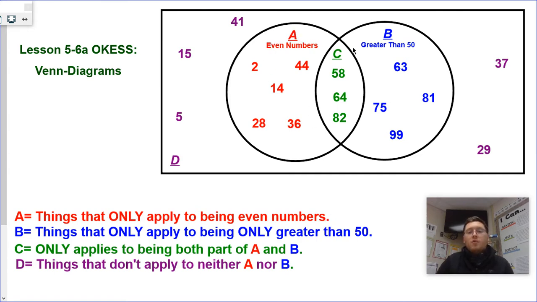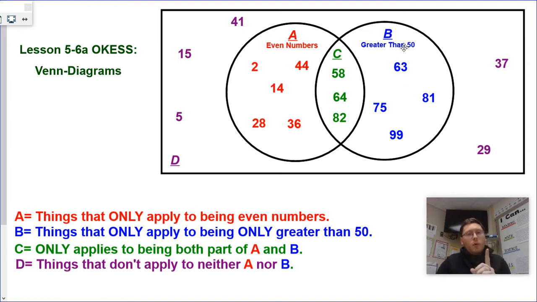But you might be saying, Mr. Collins, what about C? Those are even numbers. We're going to get to that in a minute. So A only has even numbers, things that only apply to being even numbers. Well, in this case, B says things that only apply to being greater than 50. So it's greater than 50.